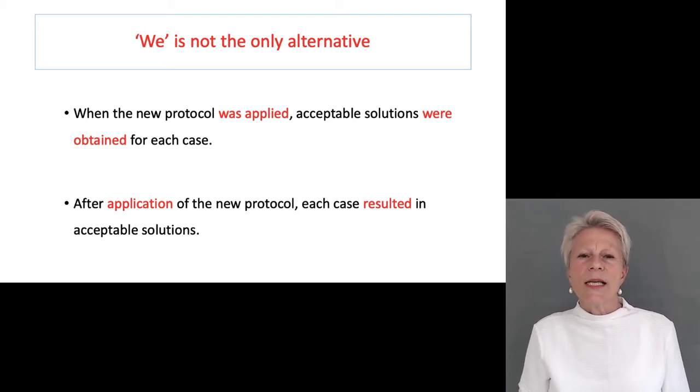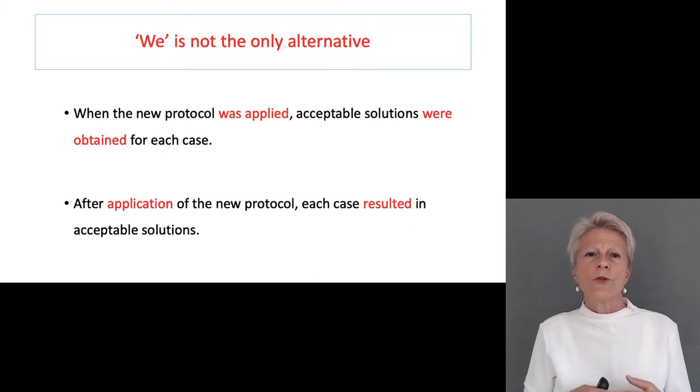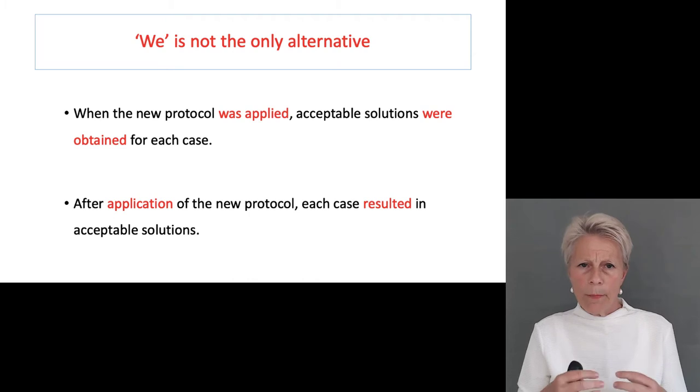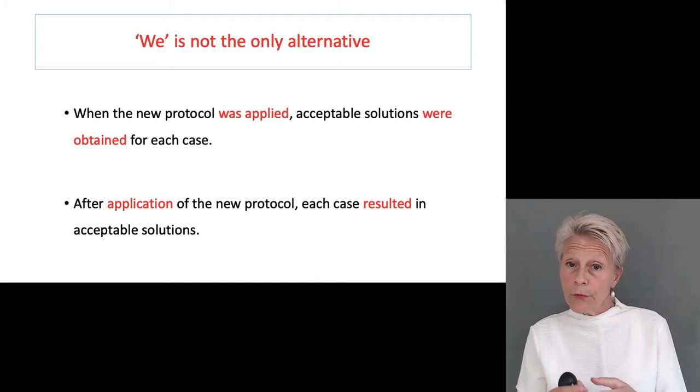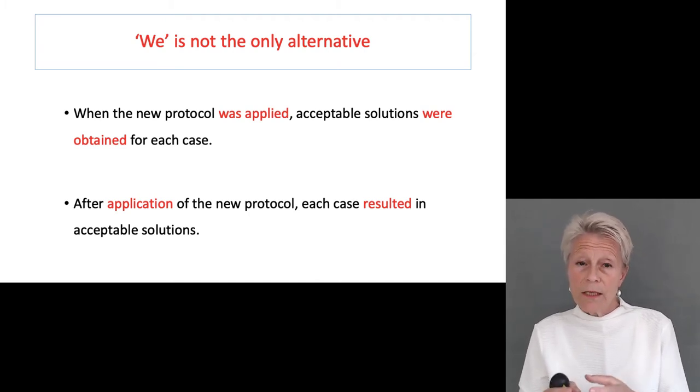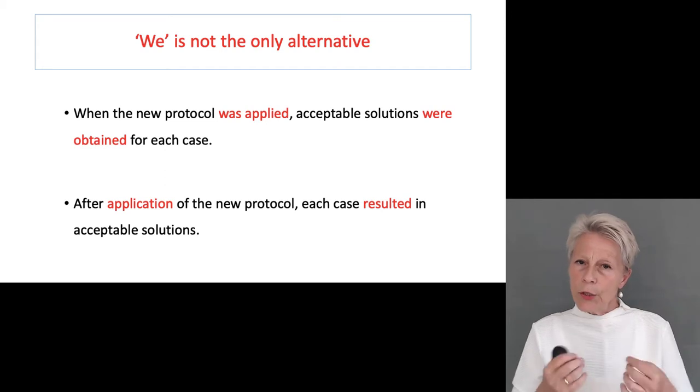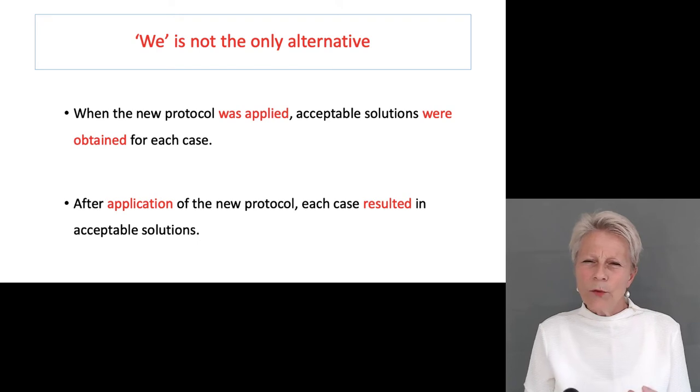We'll read these two sentences and compare them for a minute. When the new protocol was applied, acceptable solutions were obtained. There's much emphasis on the applied and the obtained. When you switch this sentence to an active voice, you don't need a "we." You can write, after application of the new protocol, each case resulted in acceptable or better solutions. Two active sentences, kind of crisp and transparent, and we do not need the passive here.